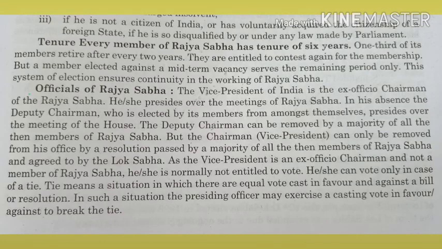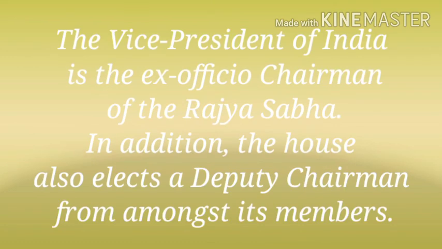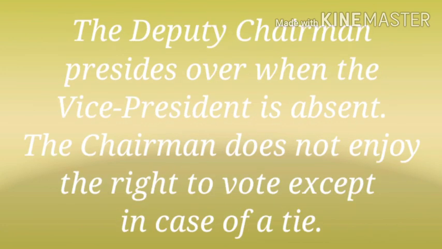Let us now take a look at the officials of the Rajya Sabha. The presiding officers of the Rajya Sabha are the chairman and the deputy chairman of the Rajya Sabha. The Vice President of India is the ex officio chairman of the Rajya Sabha. In addition, the House also elects a deputy chairman from amongst its members. The deputy chairman presides over when the Vice President is absent. The chairman does not enjoy the right to vote, except in case of a tie.